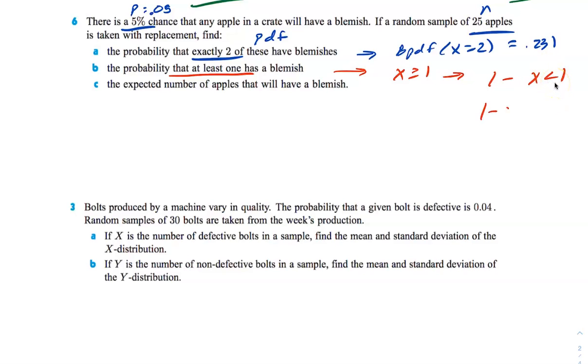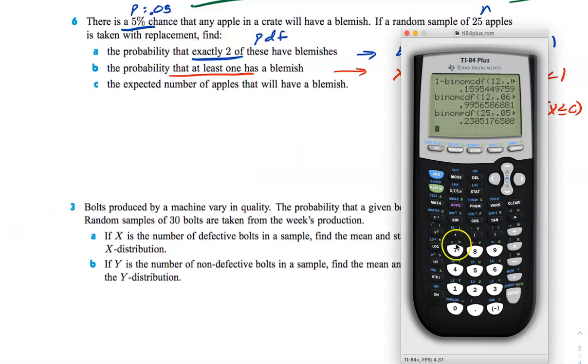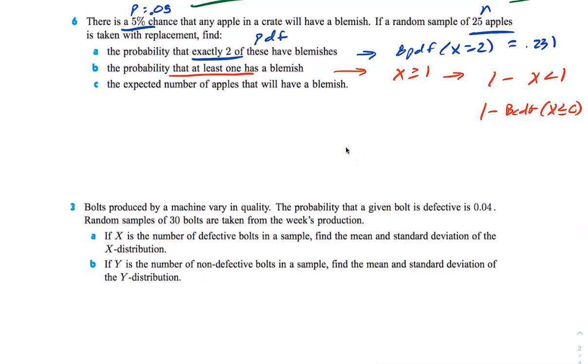So I'm going to plug this into my calculator. 1 minus binomial CDF, x is less than or equal to 0. So you have to go down 1. So 1 minus binomial CDF. Everything's still the same: 25, 0.05, and then 0. And I get 0.723. So there's about a 72% chance that you can have at least 1 blemish in a sample of 25 apples.